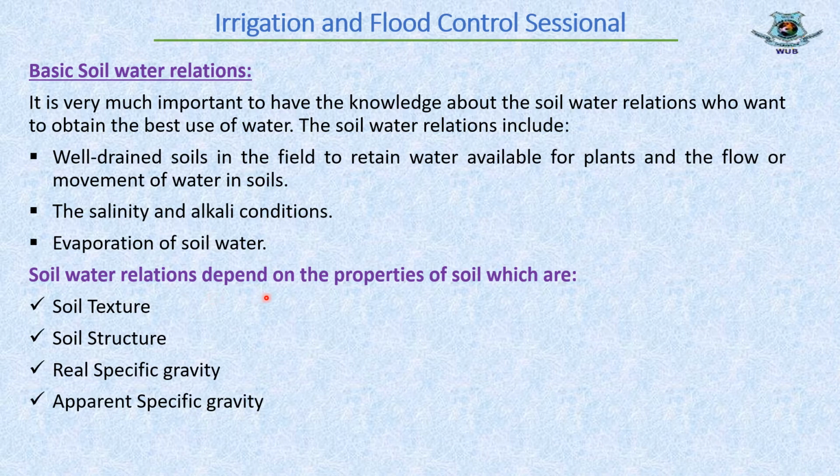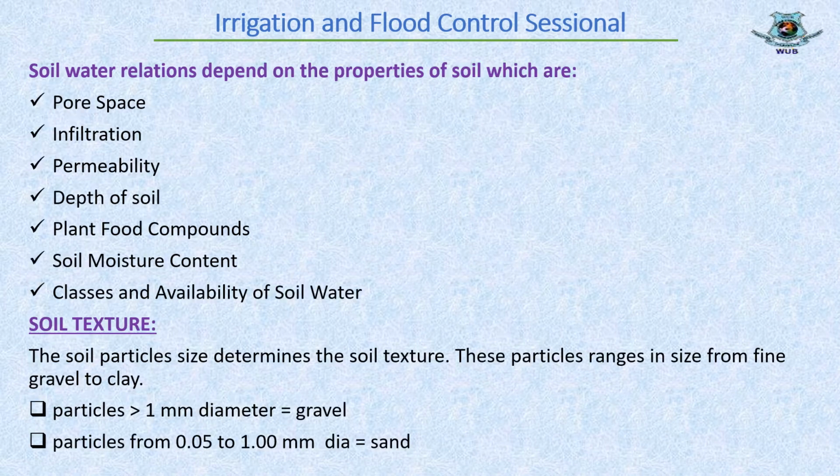The soil-water relations depend on the following properties of soil. So these are the soil properties. First soil texture, soil structure, real specific gravity, apparent specific gravity. We will discuss all these properties from the next slide. These all are the properties of soil, and we will discuss all these properties in this lecture. Soil texture. This is the first property of soil.